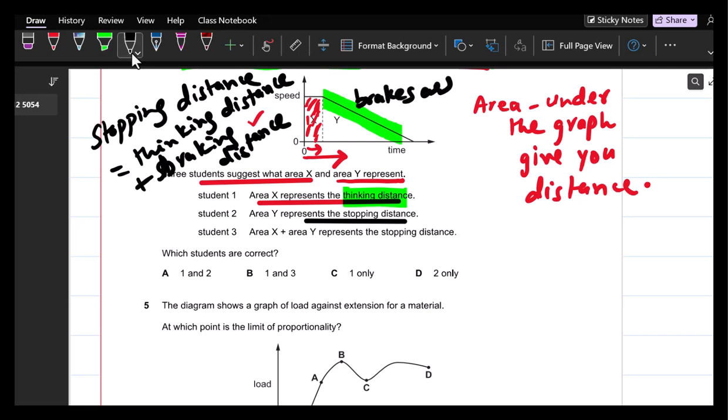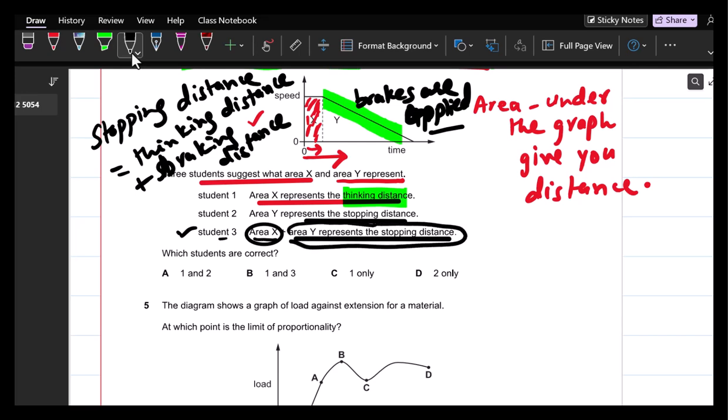Brakes are applied. The vehicle is slowing down. Vehicle is slowing down. Brakes applied. So student 3 says area X plus area Y represents the stopping distance. Yes, student 3 is right. Area X is thinking distance. Area Y represents the braking distance.